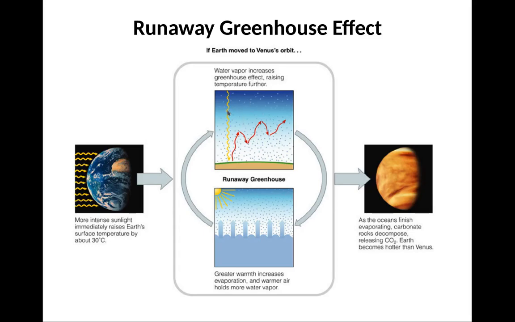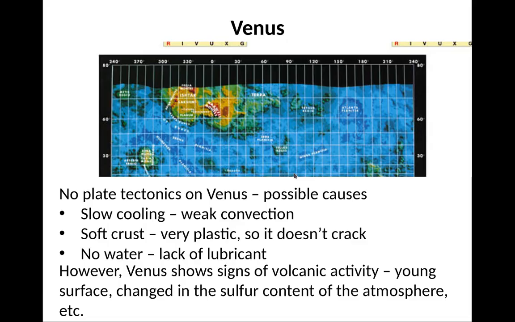Okay, so water evaporates. Water is the most powerful greenhouse gas. As a result, it would lead to more evaporation, and this warmer air holds even more water, which leads to a further greenhouse effect. So this is a runaway greenhouse effect. Eventually, after the oceans finish evaporating and the carbonate rocks decompose and release CO2, Earth actually becomes hotter than Venus, just because there's so much water.